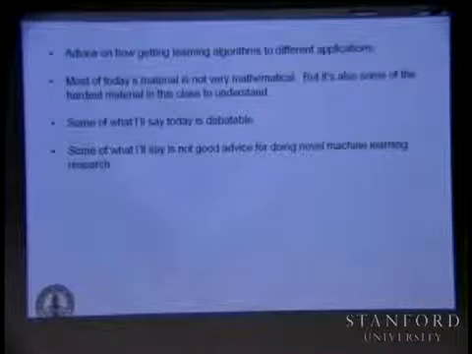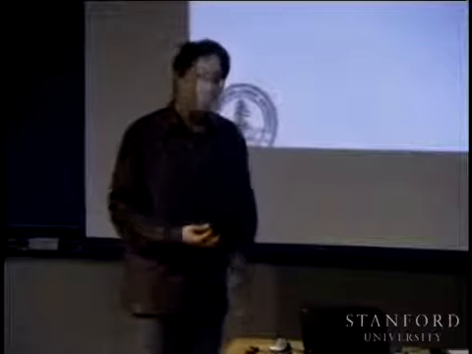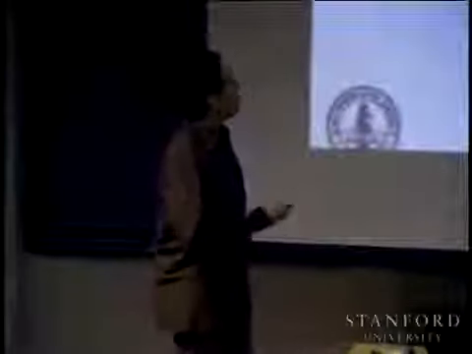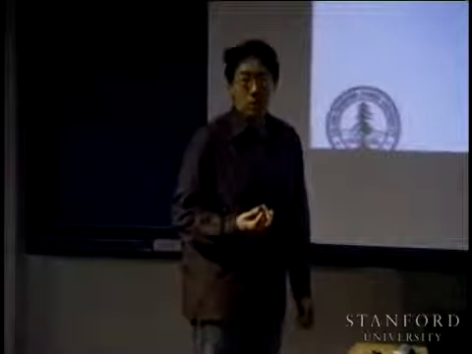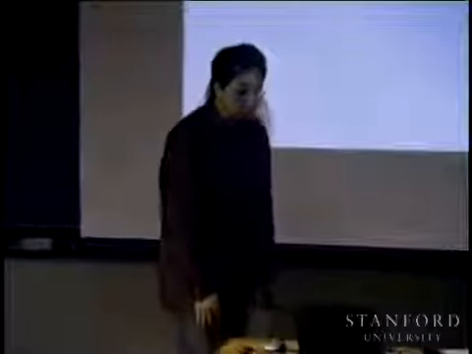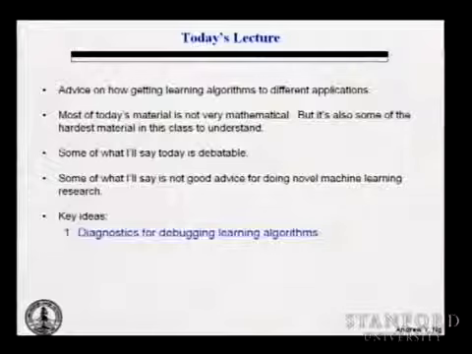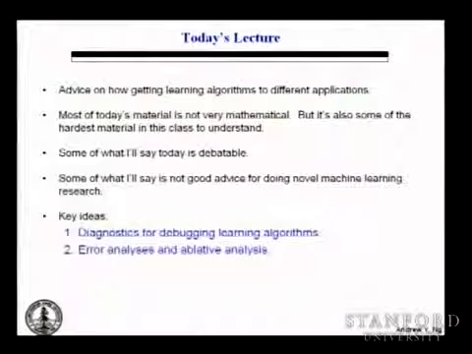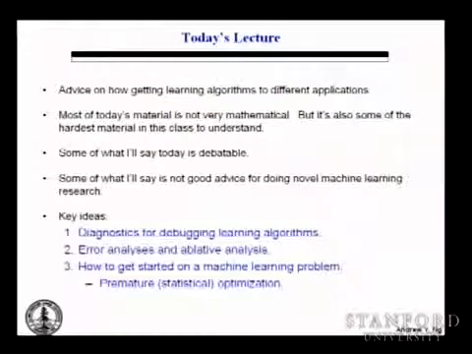What I'm focusing on today is advice for how to just get stuff to work. If you're working in a company and you want to deliver a product, if you're building a system and you just want your machine learning system to work. Okay? Some of what I'm about to say today isn't great advice if you want to invent a new machine learning algorithm, but this is advice for how to make a machine learning algorithm work and deploy a working system. So three key ideas I want to talk about are: one, diagnostics for debugging learning algorithms. Second, I want to talk briefly about error analysis and ablative analysis. And third, advice for how to get started on a machine learning problem.